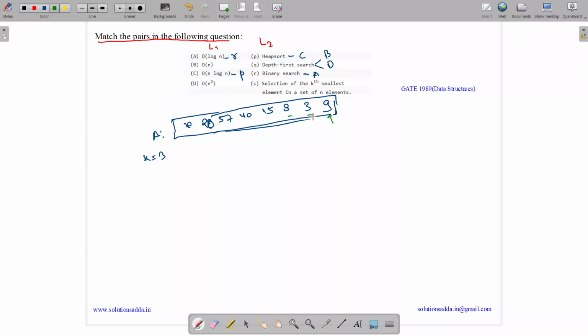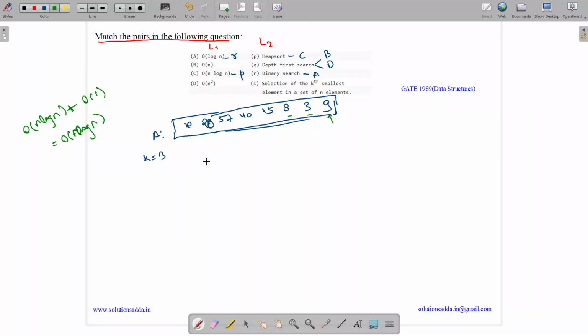So what can be the complexities? We can think of a solution in which we sort this in order of n log n using any sorting method, merge sort or heap sort or any other. And then we give the third item at index 3, which can be done in order of 1. So it comes out to be order of n log n. But order of n log n is already taken up by heap sort. So we need to think of another method for finding the kth smallest element.